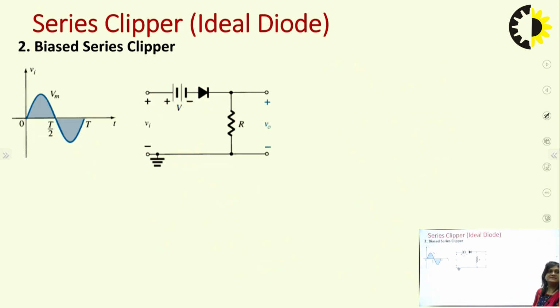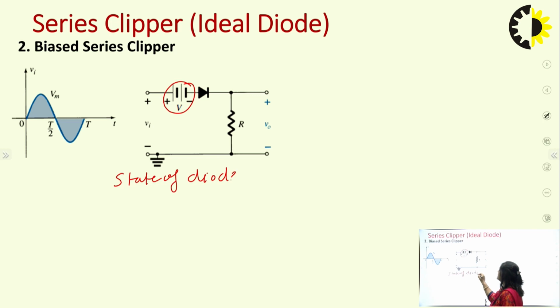Now this is the biased series clipper. Biased series clipper means a biasing battery is connected with the diode. In the previous case there was no battery, only the diode, the input supply and the resistance. Here a biasing voltage V has been given. Now we will see in which condition this diode will be in the conducting state, so we have to determine the state of the diode. At the P plate, the voltage applied is this Vi signal and this V, and they are in opposite direction.